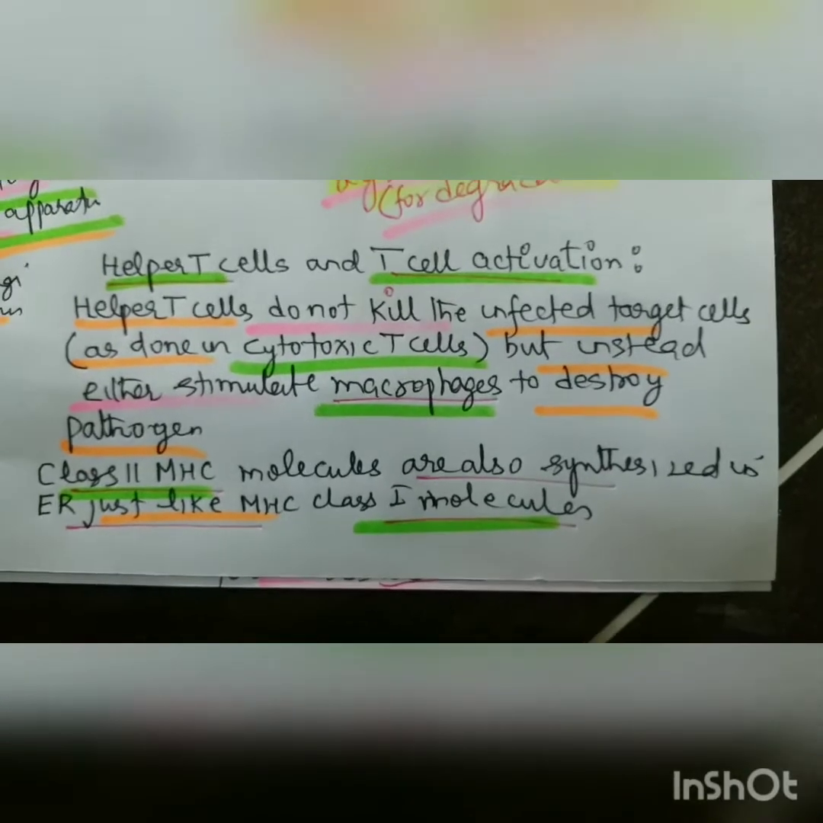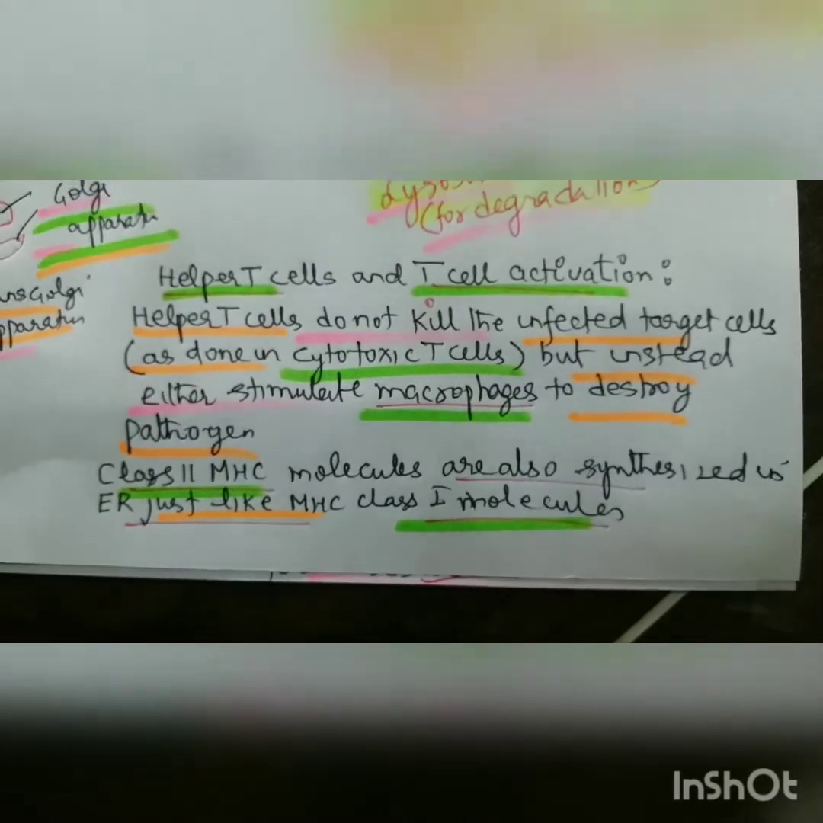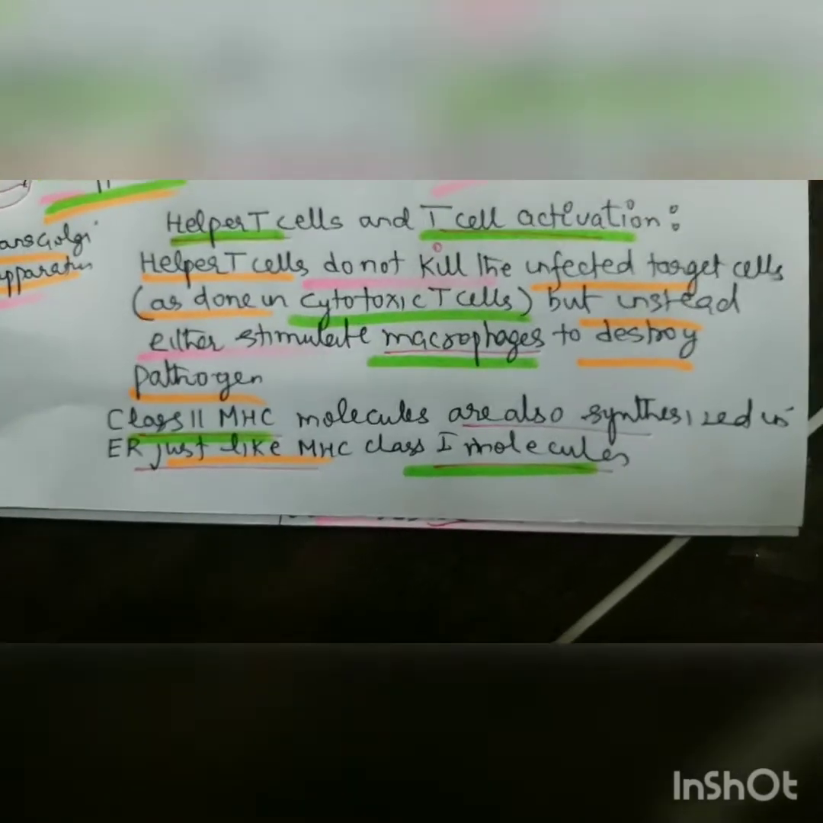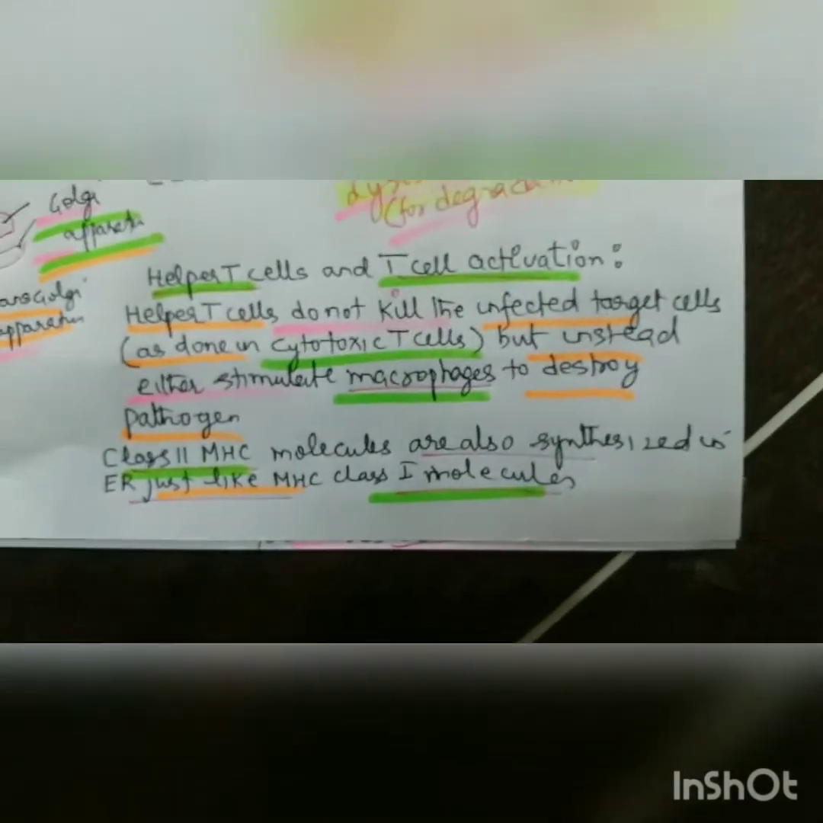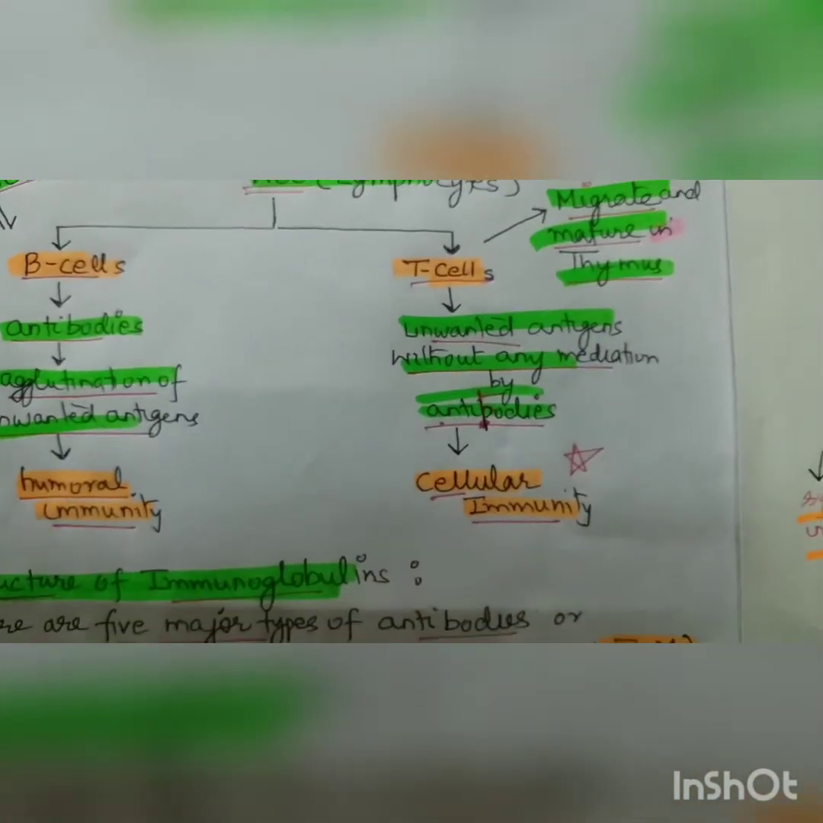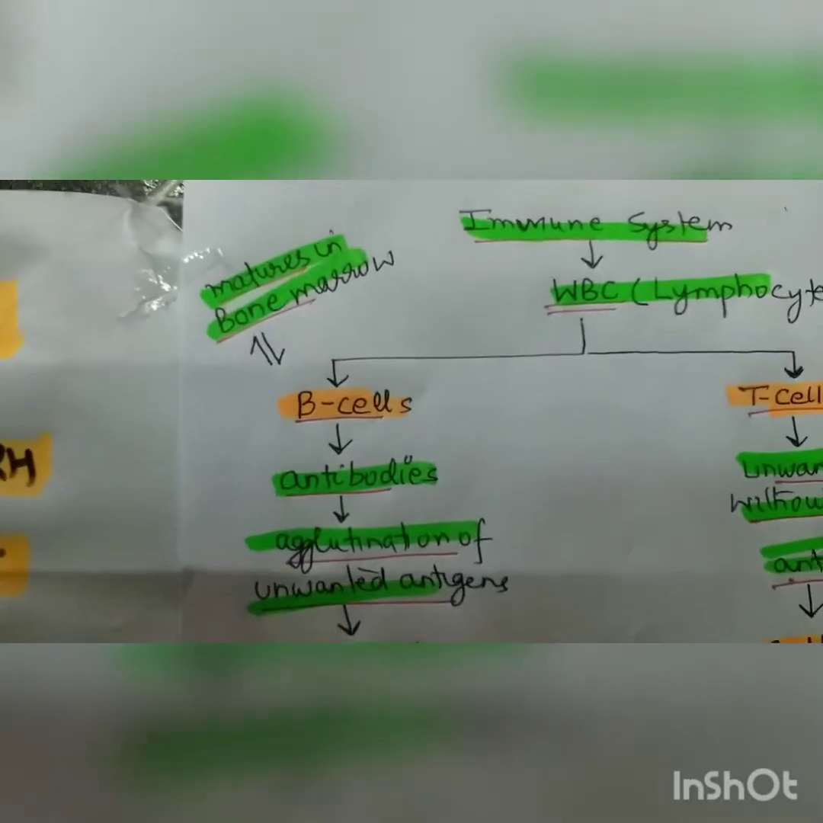and activation: the helper T cells do not kill the infected target cells as done by cytotoxic T cells, but instead stimulate macrophages to destroy the pathogen. So helper T cells, like we did yesterday, do not kill the infected target cell, they stimulate the macrophages, right? I already told you. So there are two types of cells, that is the B cells. B cells result in humoral immunity, whereas T cells, without any mediation of antibodies, form cellular immunity. T cells migrate to and mature in the thymus, whereas B cells mature in the bone marrow. Yes, this we did yesterday.